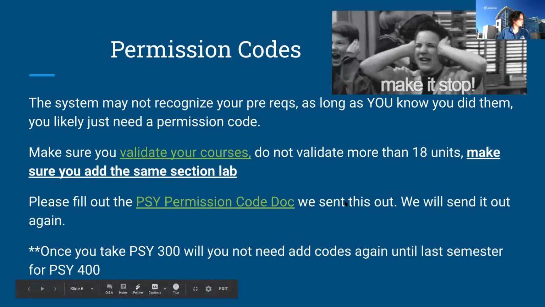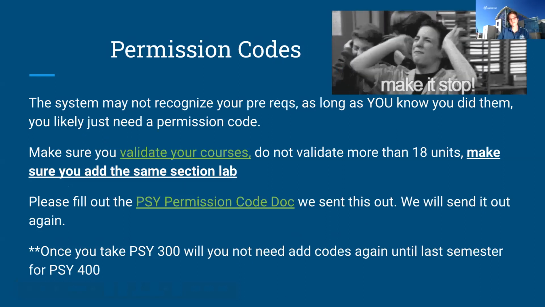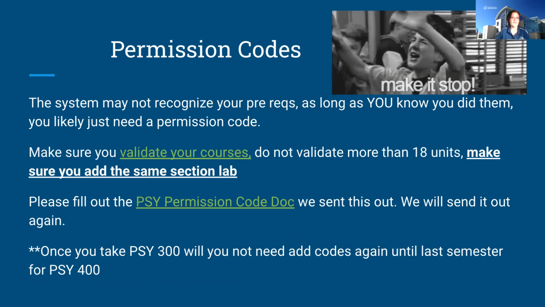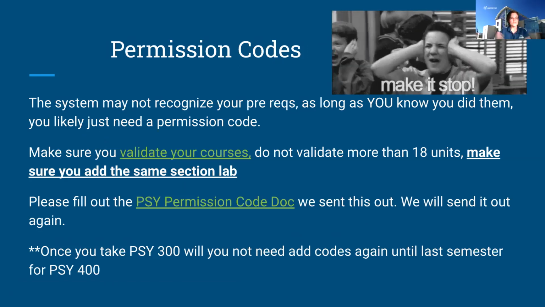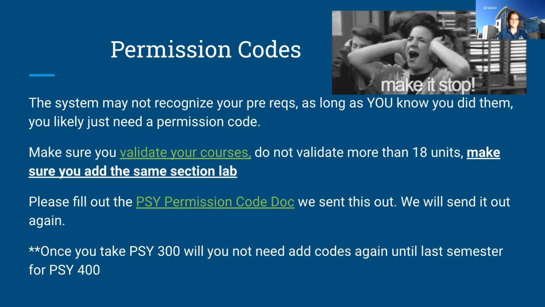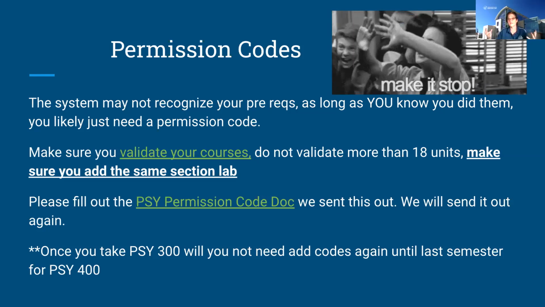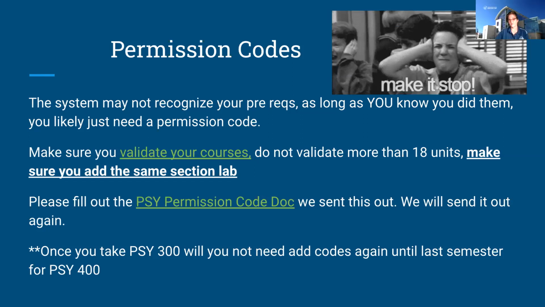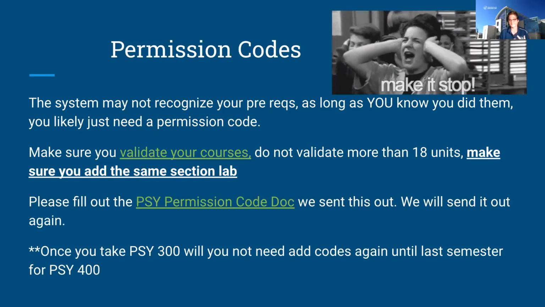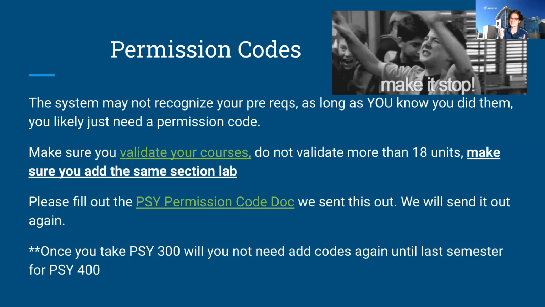Win-win. Yep. Oh, this is my favorite slide. Permission codes. That's me up in the right-hand corner. Make it stop. Okay, so we get a lot of emails that say, Chrissy, I did my research methods, my statistics and my intro to psych, but the system's not letting me in. It's only because the system doesn't recognize that you took Psych 9 at Hartnell, or Psych 10 at MPC, or another class at a different community college. It doesn't mean that you can't take the upper division class, you just need to get a permission code.